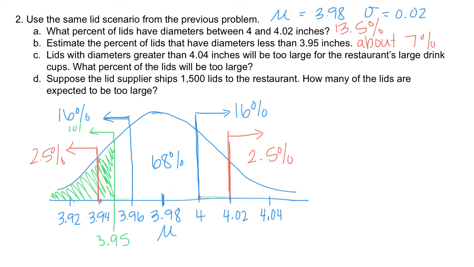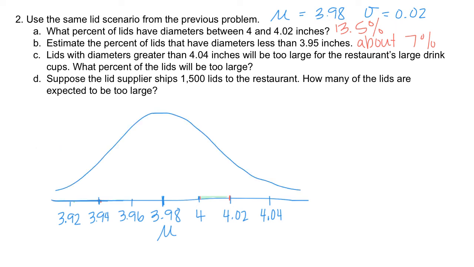All right, let's look at C. Lids with diameters greater than 4.04 inches will be too large for the restaurant's large drink cups. What percent of the lids will be too large? So we want the percent that's greater than 4.04. I just erased the other stuff. I'm going to mark 4.04, and we want the tail area greater than 4.04. 4.04 is 1, 2, 3 standard deviations above the mean. Let's mark 3 standard deviations below to 3 standard deviations above the mean.